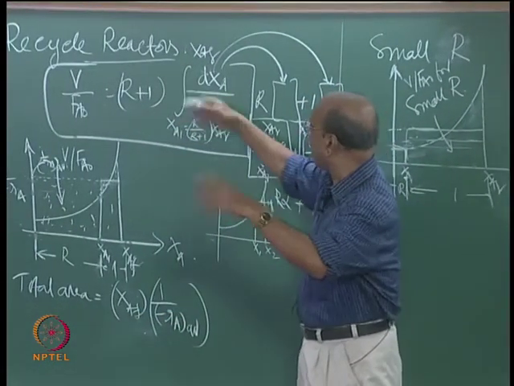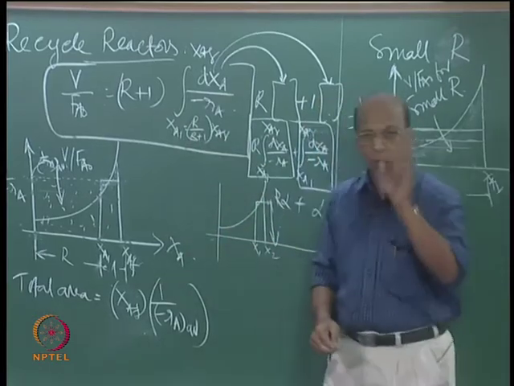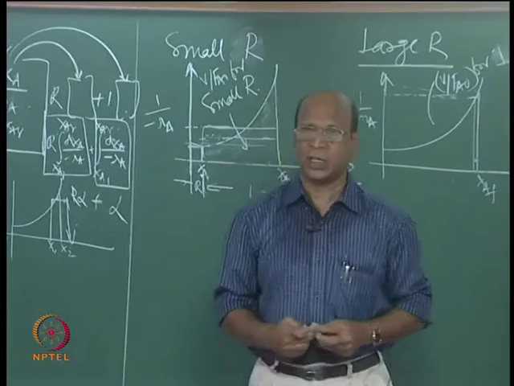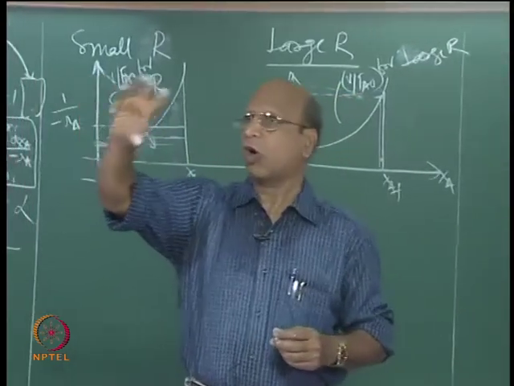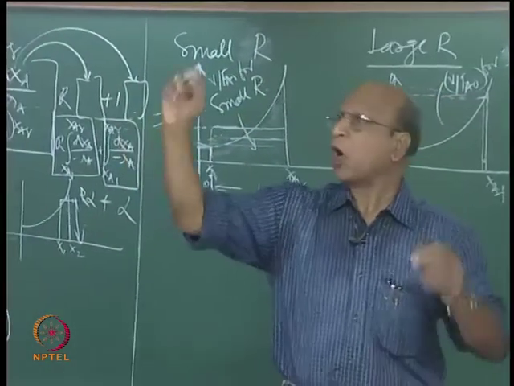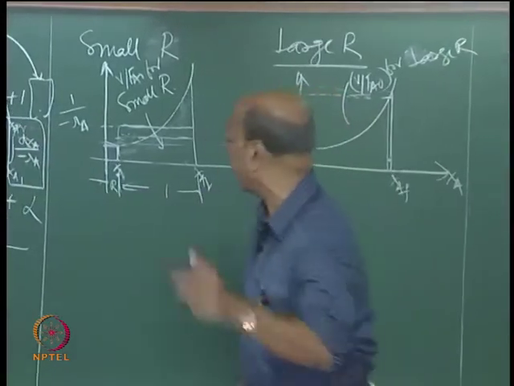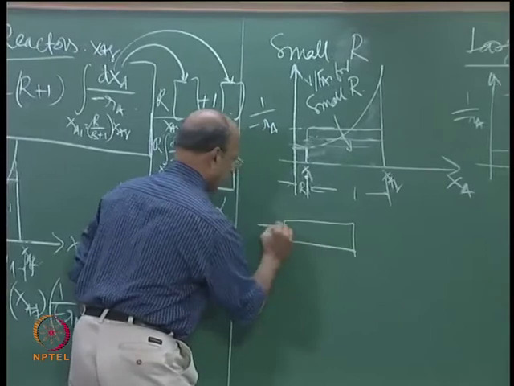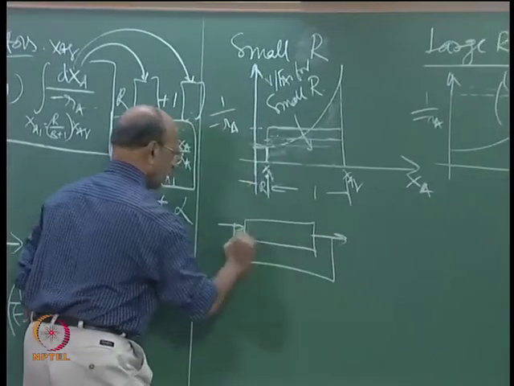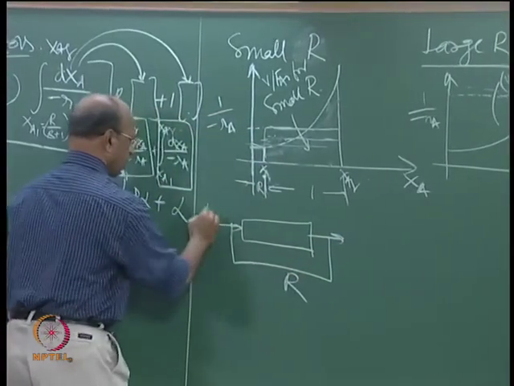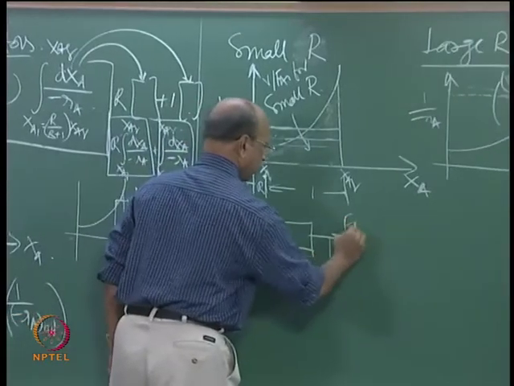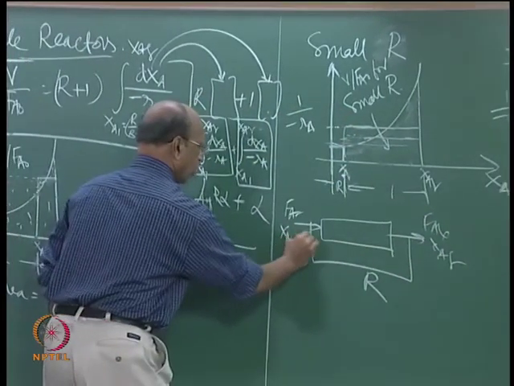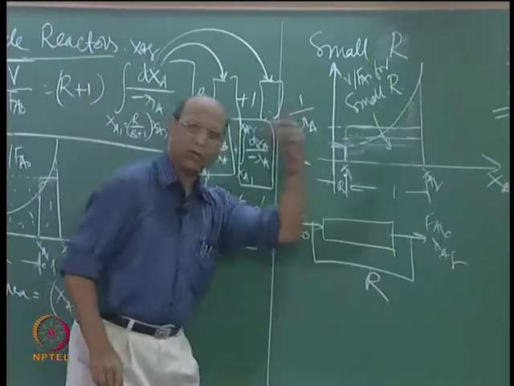When R is larger, then the plug flow component will be smaller, right? So what is happening when R is very large? You are taking almost all that is reacted, a small amount you are taking. This is another thing where you have to imagine. What do you mean by R equal to infinity? This is R. So this is F A naught, this is F A F, X A F. Okay? So this is X A naught equal to 0. So what is the meaning of R equal to infinity?